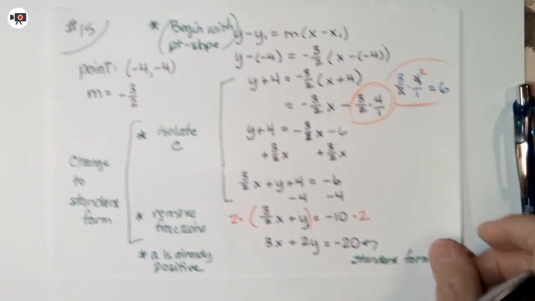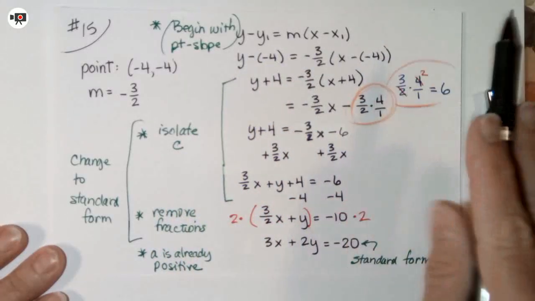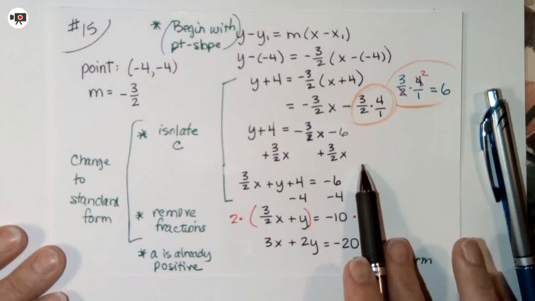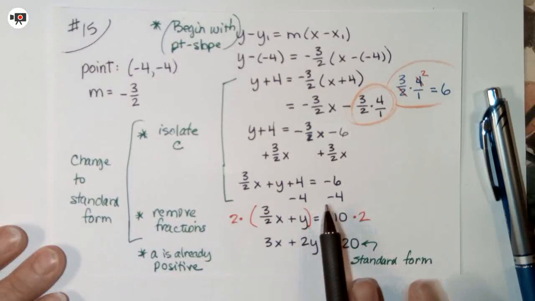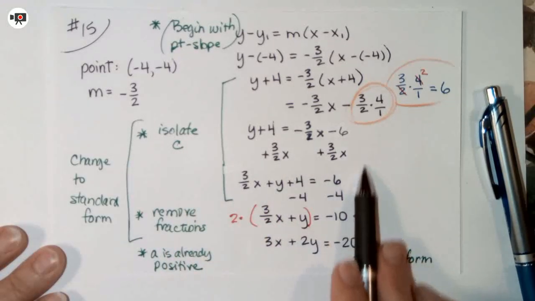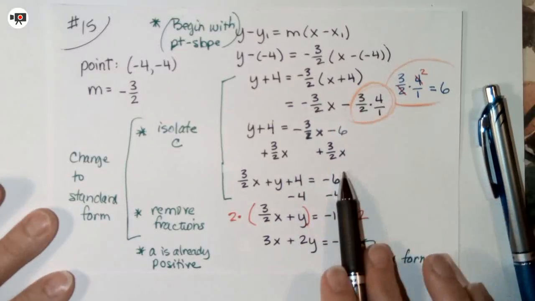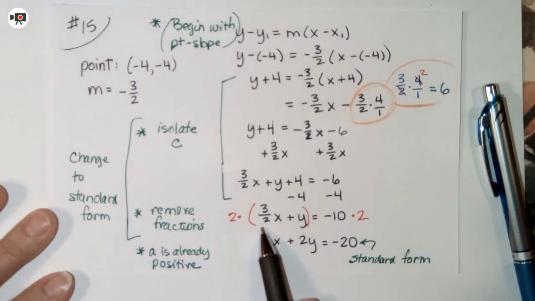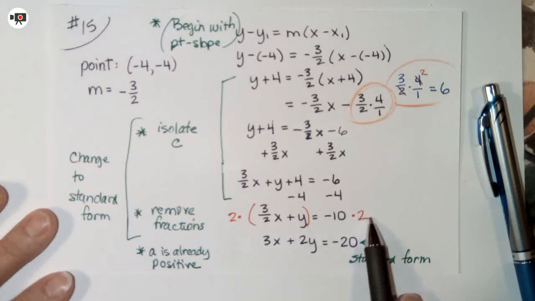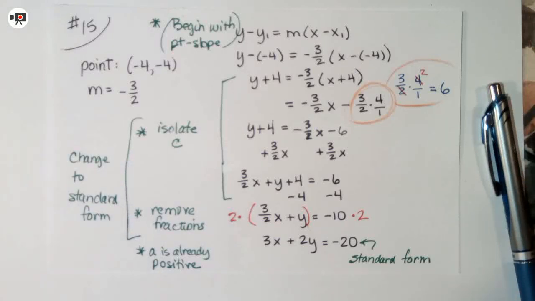So what did we do? Here it is looking a little bit prettier and labeled. We began with point slope, worked through it to begin to peel away to get it to be in standard form. Remember, we isolated c, which is the constant term. First, we combined the like terms so that the constant term would be one term. We moved the x. Now then, we couldn't have fractions or decimals, so we multiplied everything by 2, and A is already positive.